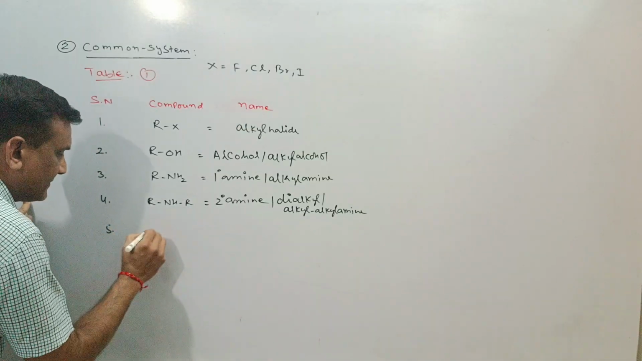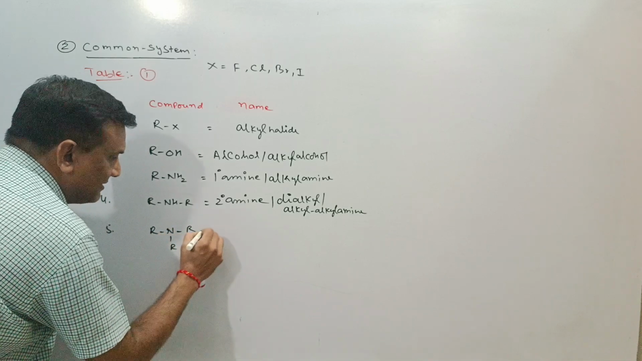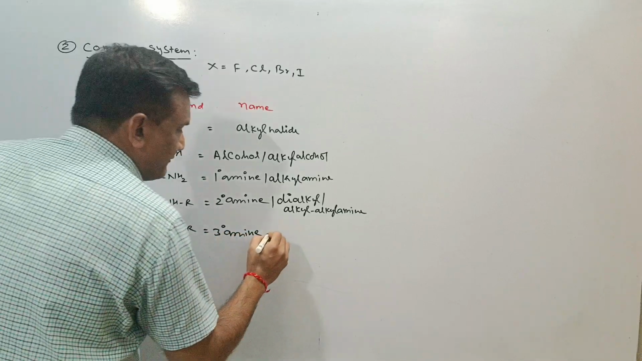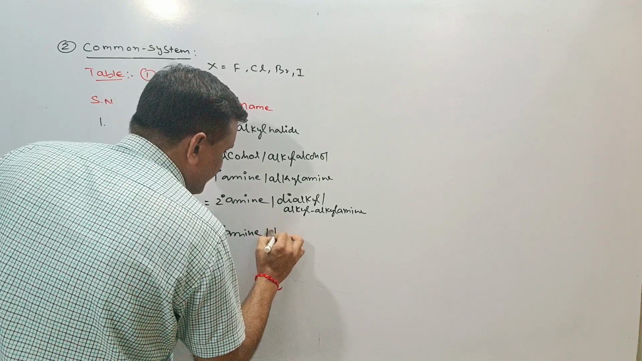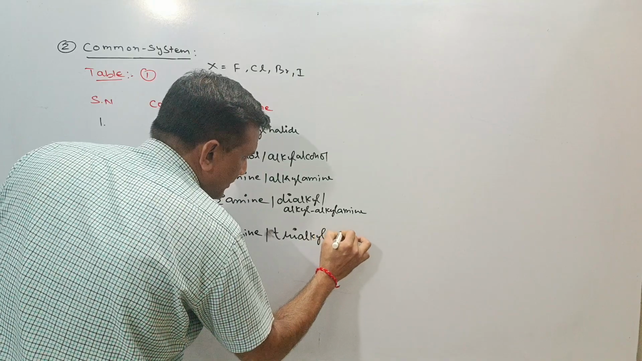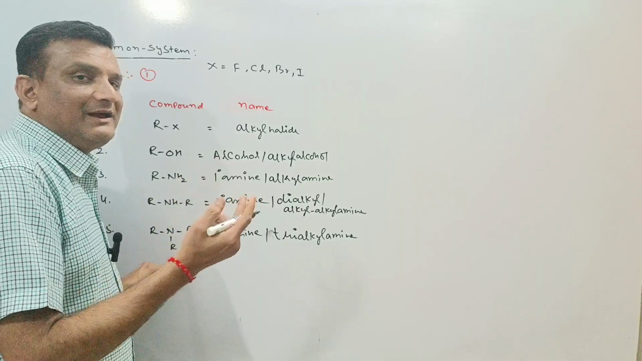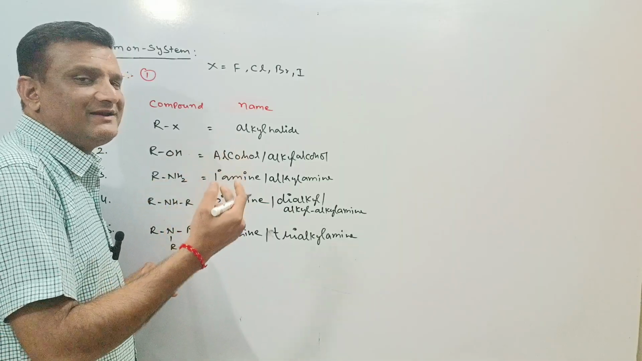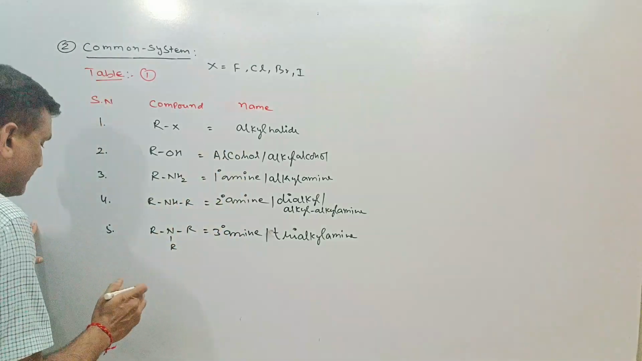5th is RNR. This is the 3 degree amine. You will call it trialkyl amine, or if 2 groups are same, then dialkyl alkylamine. If 1 group is same, then alkyl dialkylamine. We'll explain with a particular compound also. Keep patience.